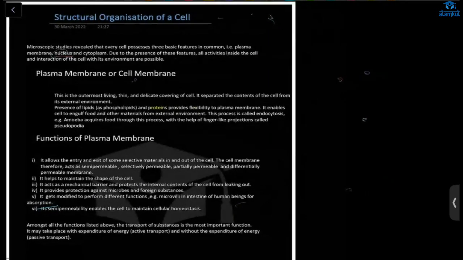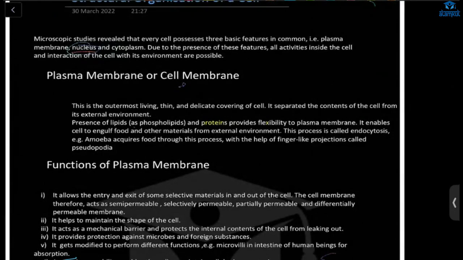First, we'll talk about cell membrane or plasma membrane. This plasma membrane is the outermost lining of the cell, a living, thin and delicate covering of the cell. It separates the content of the cell from its external environment, so one cell content from the other cell and from other environment also.